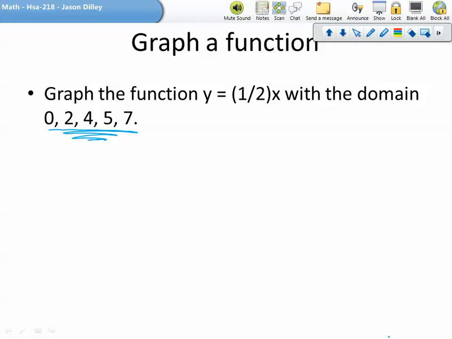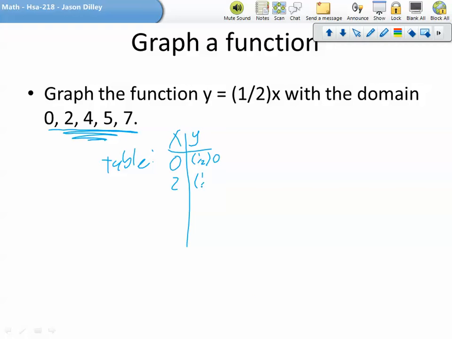Oh, right. So domain. Notice that this says with the domain 0, 2, 4, 5, 7. That means that we are going to use just those values in the domain. So the first thing that I want to do is just to make a table. Making a table allows me to easily see the ordered pairs because I can plug in 0 to the function and then find what my output will be.